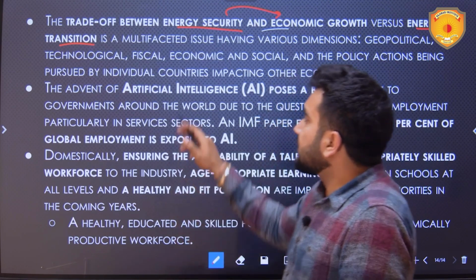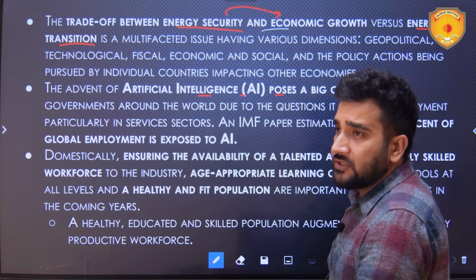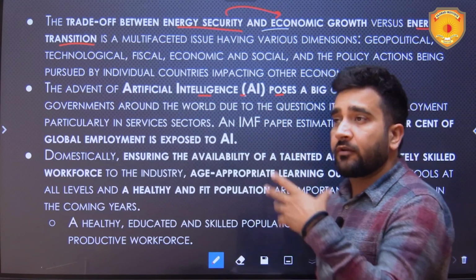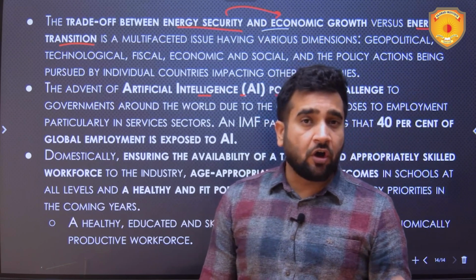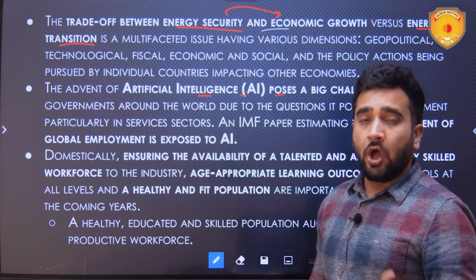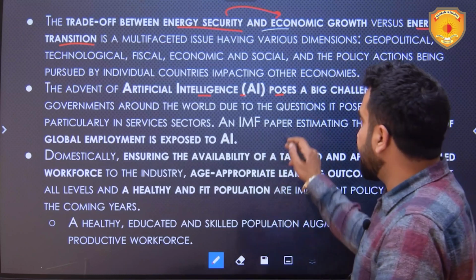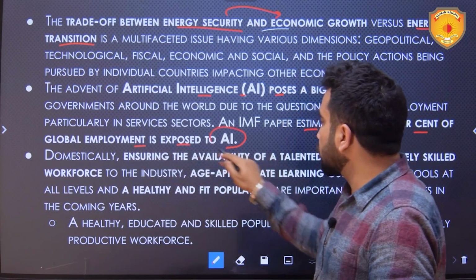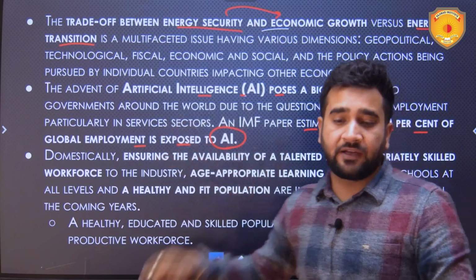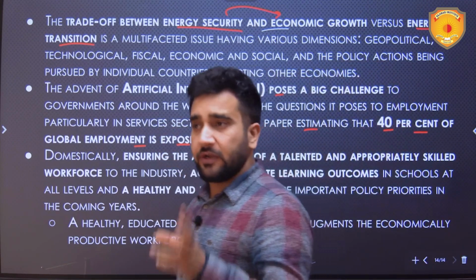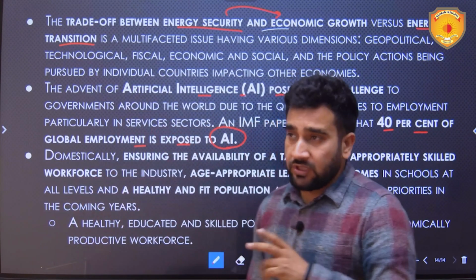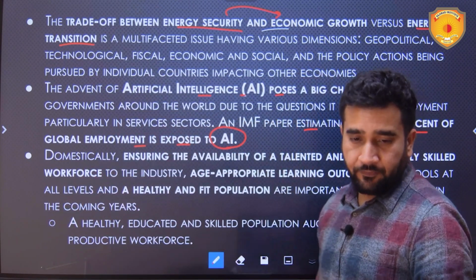Then, next is advent of artificial intelligence. This poses a lot of threat. Lot of threat for, I would say, frauds or employment. Now, according to this IMF paper, 40% of global employment is exposed to AI and can negatively be impacted due to it. Now, here the economies need to be more resilient to this AI.